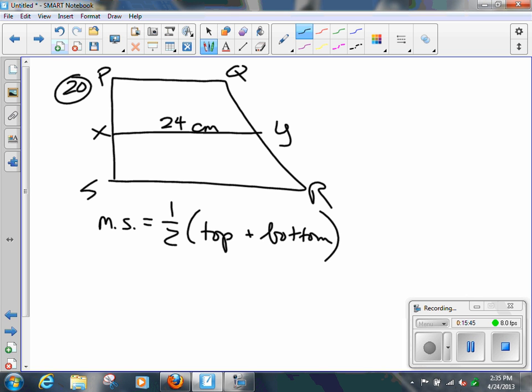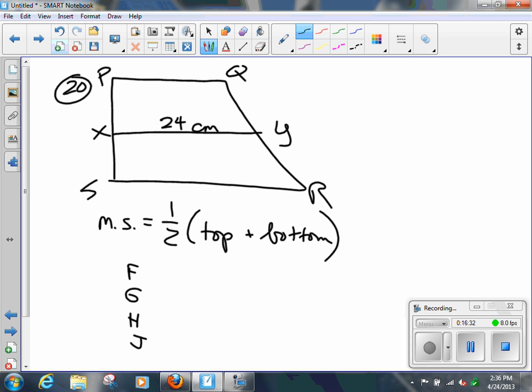I don't have a top and a bottom. So how do I determine? I look at the options given. Folks, if PQ is 4 and SR was 8, right? I'd have 8 and 4, which is 12. What's half of 12? 6. Is the midsegment 6? No. So it can't be F.